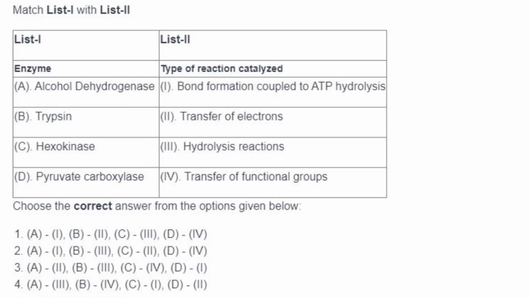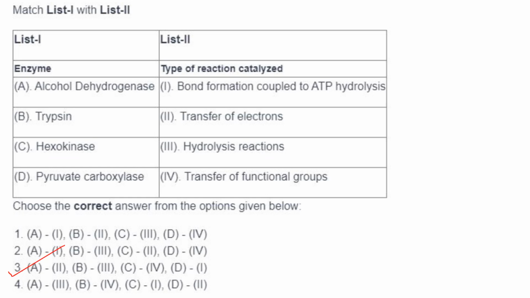Then next one. Match the enzyme and the type of reaction they catalyze. So alcohol dehydrogenase is an enzyme that catalyzes the oxidation of ethanol to acetaldehyde, and it uses NAD plus as an electron acceptor. So alcohol dehydrogenase will transfer electrons from ethanol to NAD plus, resulting in the reduction of NAD plus to NADH. So alcohol dehydrogenase is transfer of electrons. So A2. A2 is there only in option 3. So that must be your answer.